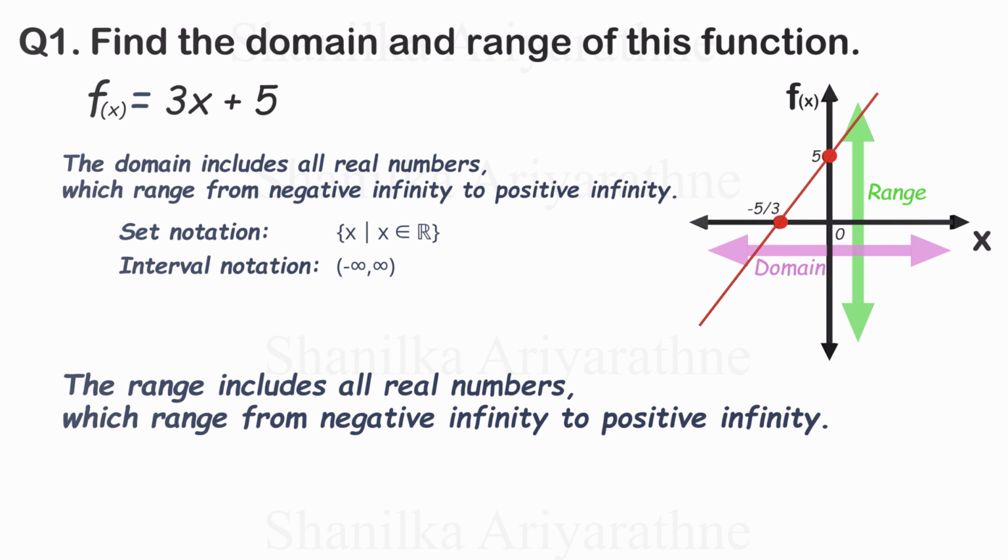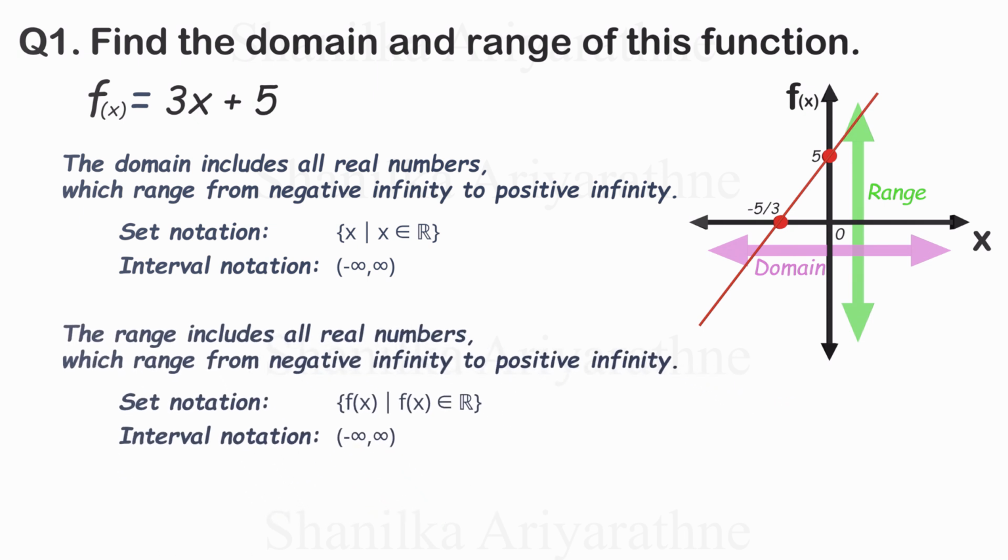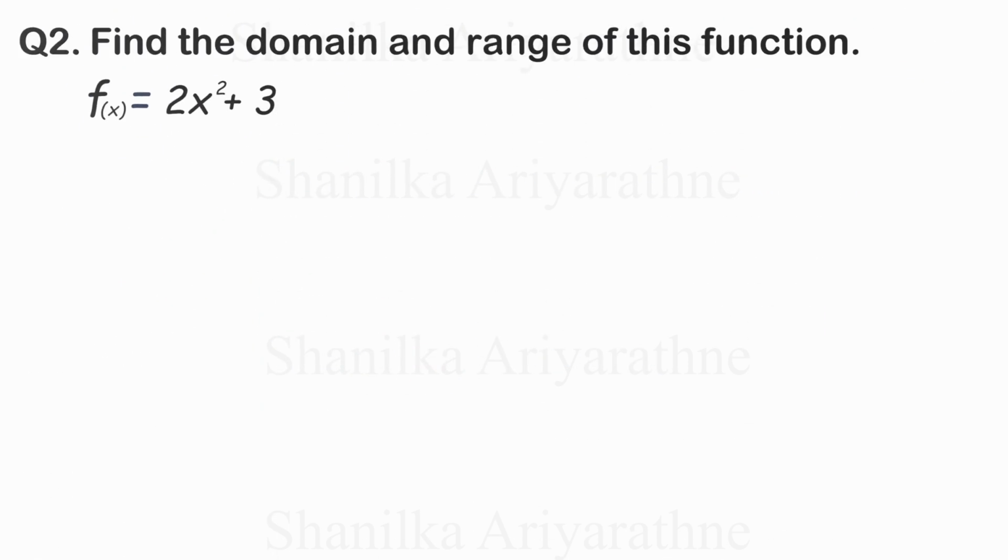In set notation, the range is represented between curly brackets like this. In interval notation, we write the range as this. Again, remember to always use parentheses for infinity in interval notation. Keep in mind, for any linear function, domain and range will be all the real numbers. Let's move on to the next example.